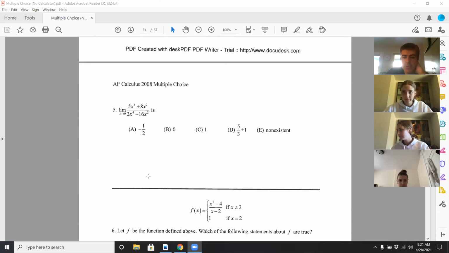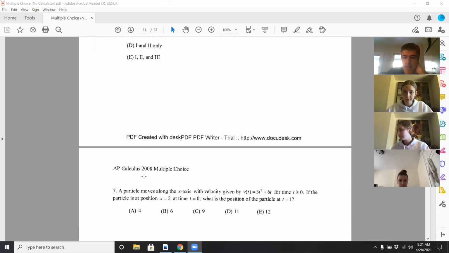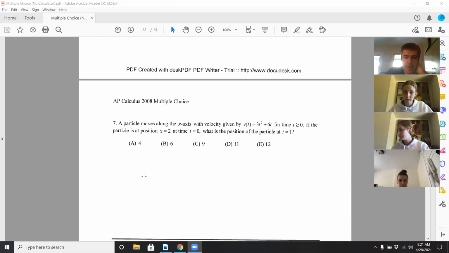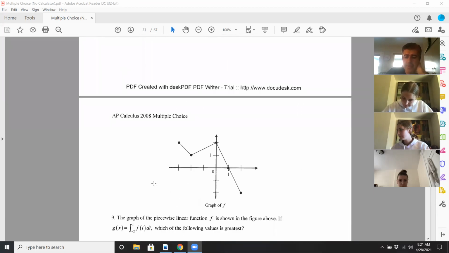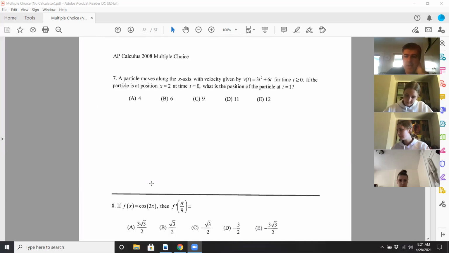So I'm going to do some FTC style problems, just to make sure you guys are kind of comfortable with it. I'm going to start with number 7, because 7 is totally about the fundamental theorem of calculus. Then we'll have you guys try a couple, and then we'll talk. If we look at number 7 from 2008, you're given the velocity of a particle, and you want to find the position of the particle at t equals 1.